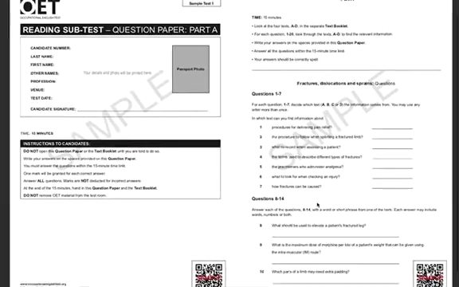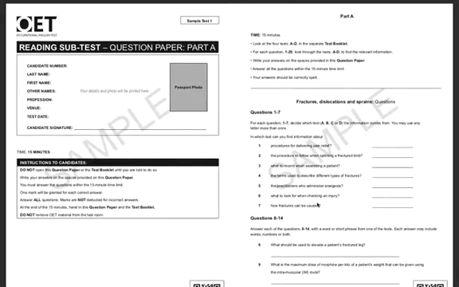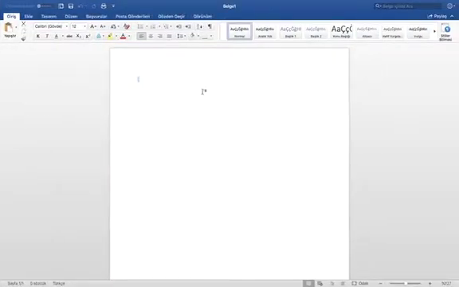So OET 2.0 refers to the OET test and the changes that were made to the test from September 2018 onwards. Before this, there were only two parts, Part A and Part B, in the reading test. But now there are three parts, Part A, Part B, and Part C. So OET 2.0, three parts in reading.